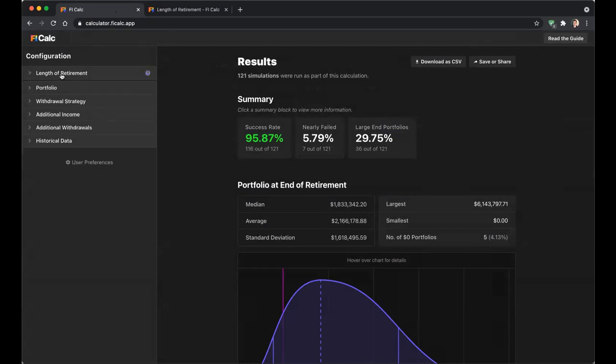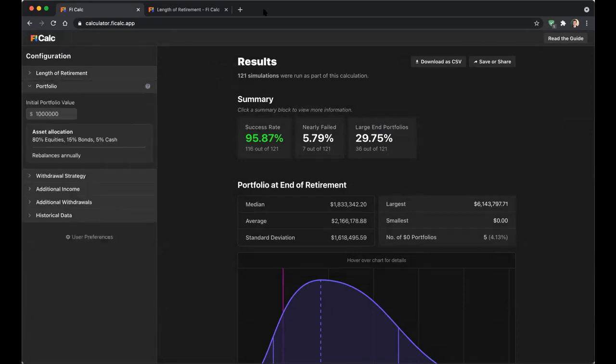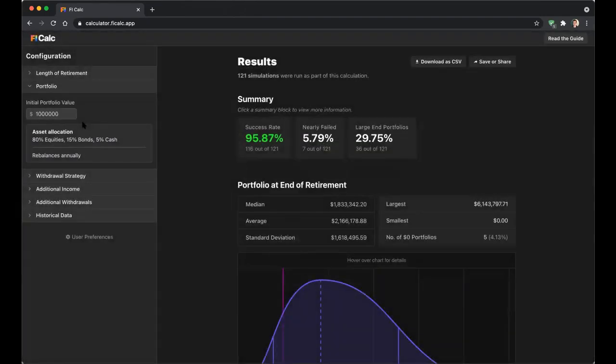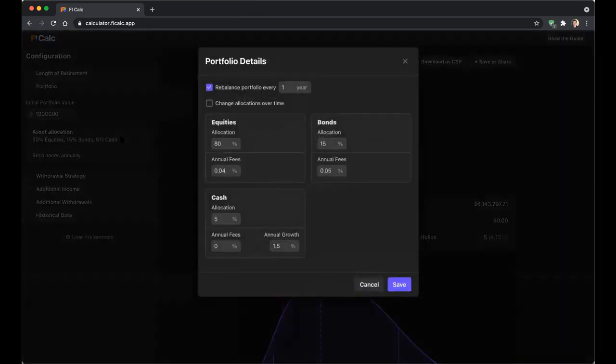So that's a little bit of a tangent there, but I'll move on and we can talk about the portfolio. So in FI Calc, you input your initial portfolio value in a dollar amount. And then you get to specify the allocation that you want. So for instance, 80% equities, 15% bonds, and 5% cash, that's the default. And then also the default is that it rebalances annually. Now, if you click into this, you can see that there are a number of different configuration choices that you can make.